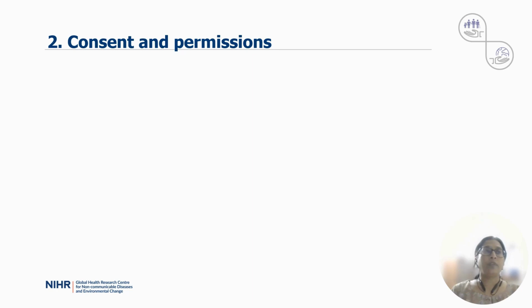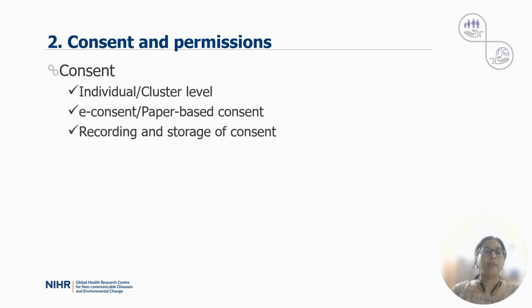If you're going to get any data, you might need consent. And if you're going to directly collect from the individuals, your consent could be at the individual level, or in cluster studies. In many public health studies, your consent might be at the cluster level. Sometimes you might have to collect both from the individual and the cluster level. The way you're going to collect your consent, if it's a paper-based consent or an e-consent, will have impact on how you're storing and recording the information.